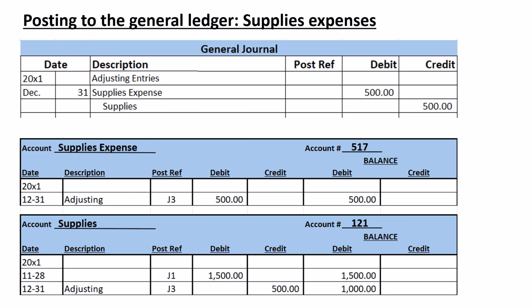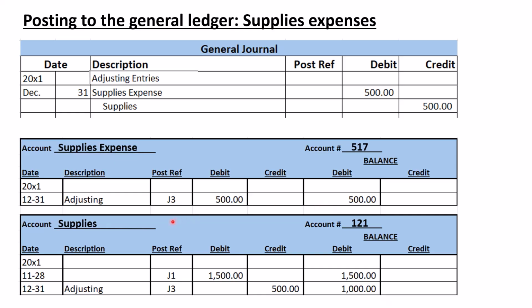The process to post adjusting journal entries is the same as for all other journal entries that we learned about previously. So let's look at the 2 accounts, supplies and supplies expense, that are listed in our first adjusting journal entry. We'll start with the supplies expense account and write the date of 12/31 into the date column, "Adjusting" into the description, the journal page J3 into the posting reference column, and $500 into the debit column. This account has no prior activity because the balance before this entry was blank, and therefore we write the new balance of $500 into the debit balance column for this account.